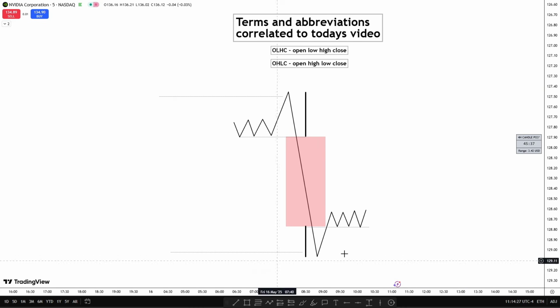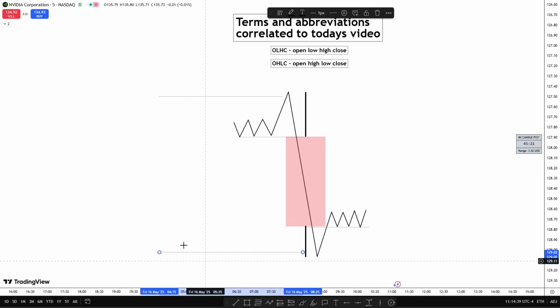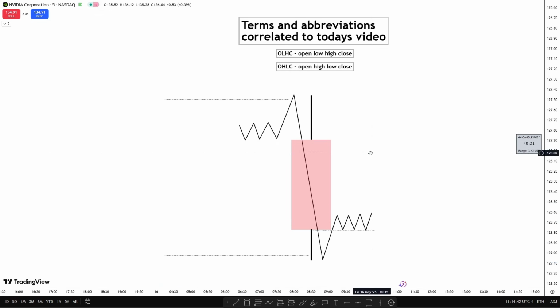Okay, so this is the bearish version. So this is your open, high, low, and close. So you're looking for your manipulation leg being the high and your close being the low to take out your lower form of liquidity, your lower zone of liquidity down here.